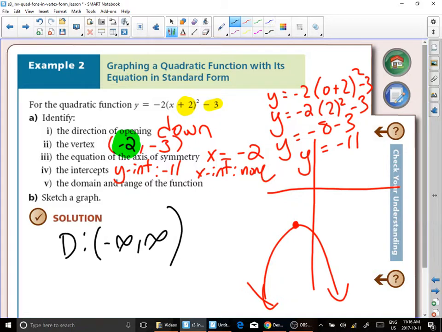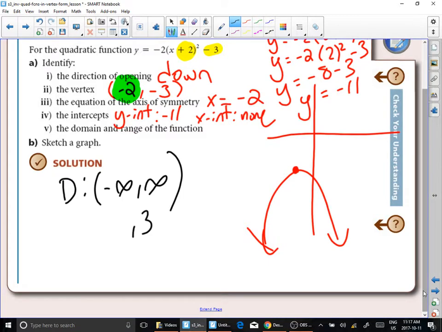Does this graph have a maximum or a minimum? Maximum. What's the maximum y value? -3. That's the maximum. And it goes all the way down below that. So how do we represent that? Well, we would say it'd be negative. Oopsies, I kind of messed that up already. We're going to go from -infinity to -3.